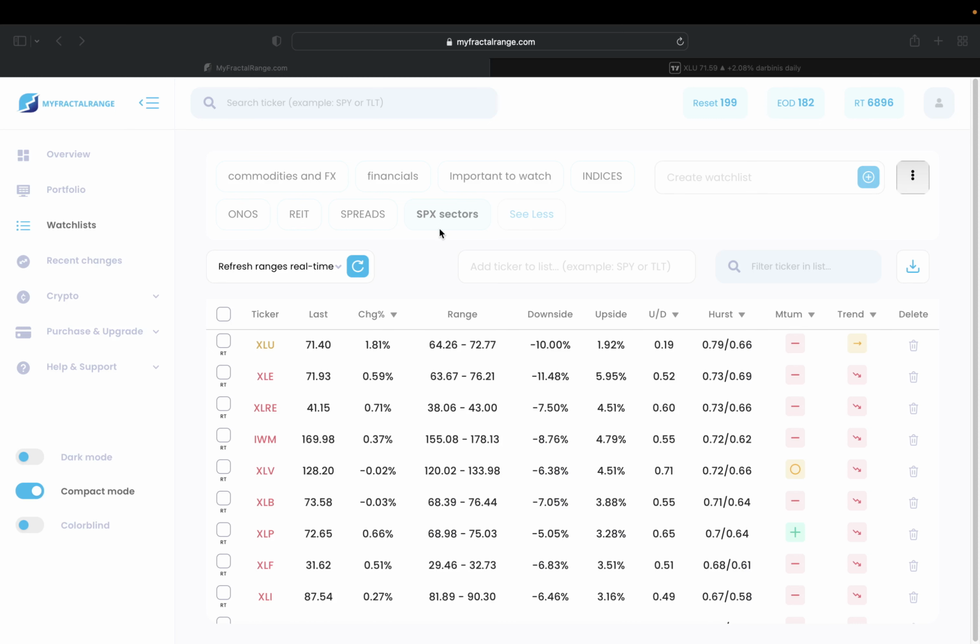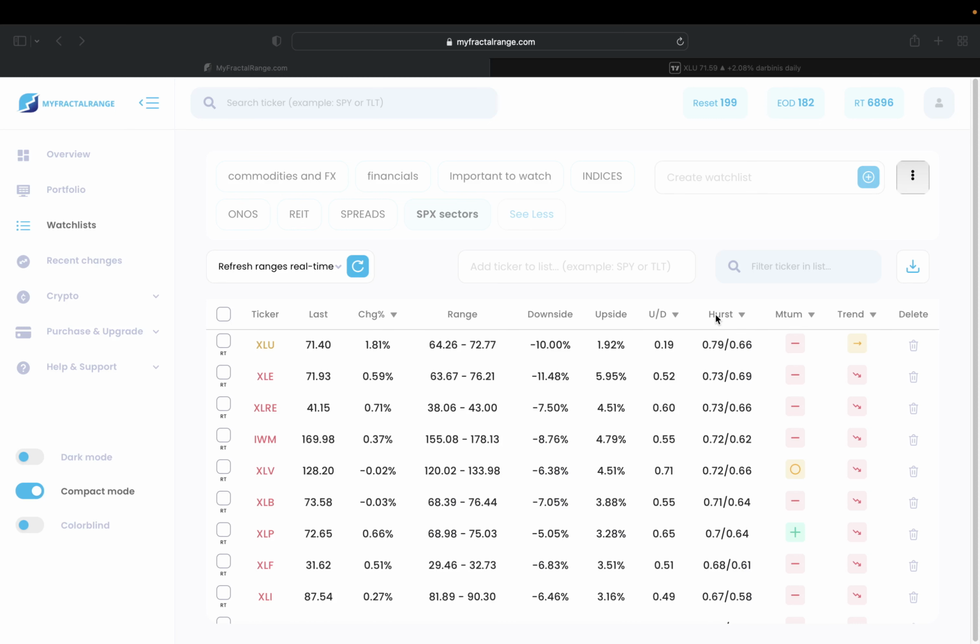In academia, mostly you will see that people are using very long time frames, for example 4 years or even more, for the Hurst exponent. And of course, from our risk management perspective and from a trading perspective, in my opinion, this time frame is too big. So for example, on myfractalrange.com we provide the Hurst exponent based on 3 months of data and 1 year of data.